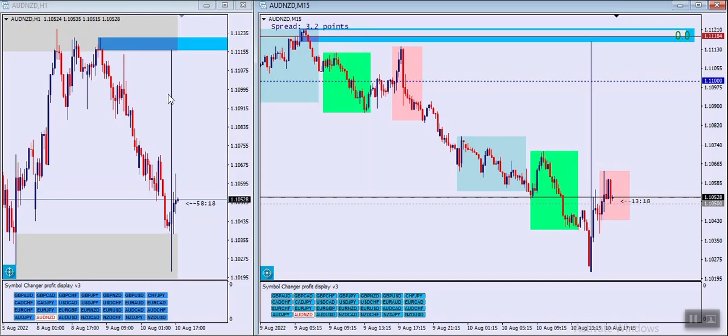So I'll give you more examples of this kind of setup that I had this week. Meanwhile, I'll also be sharing some other setup trades that I took this week, just to encourage you.